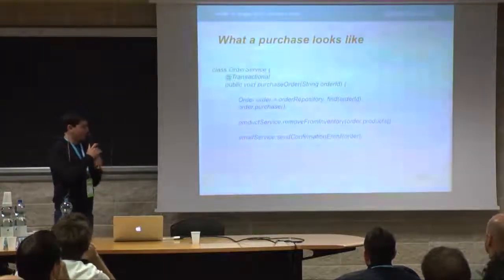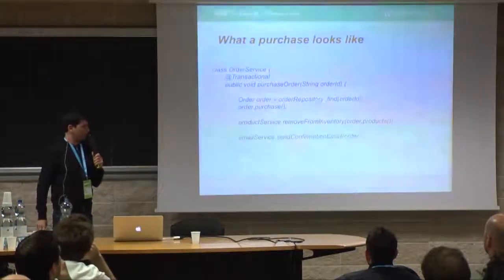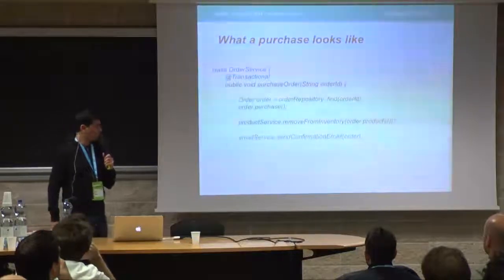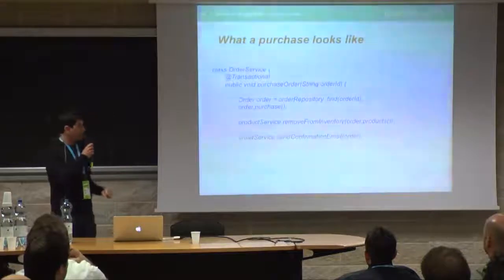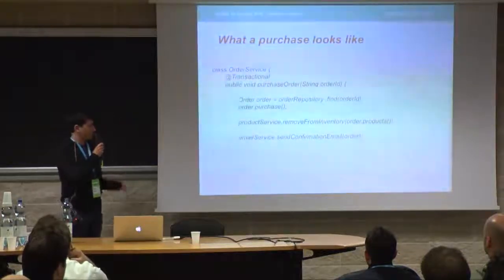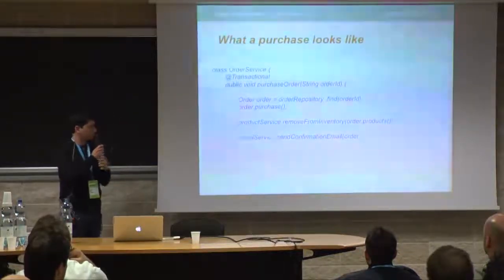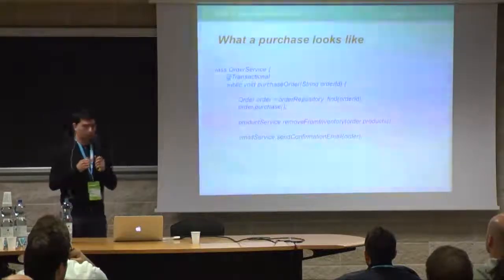All right, so this is a basic example. What's wrong with that? Can anyone spot a problem here? It's wrapped in a transaction, and we're going to just call an email service and a product service.